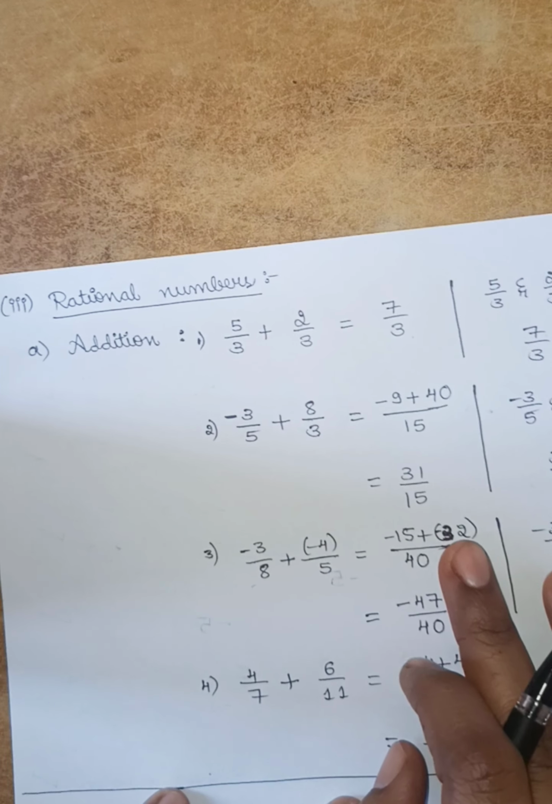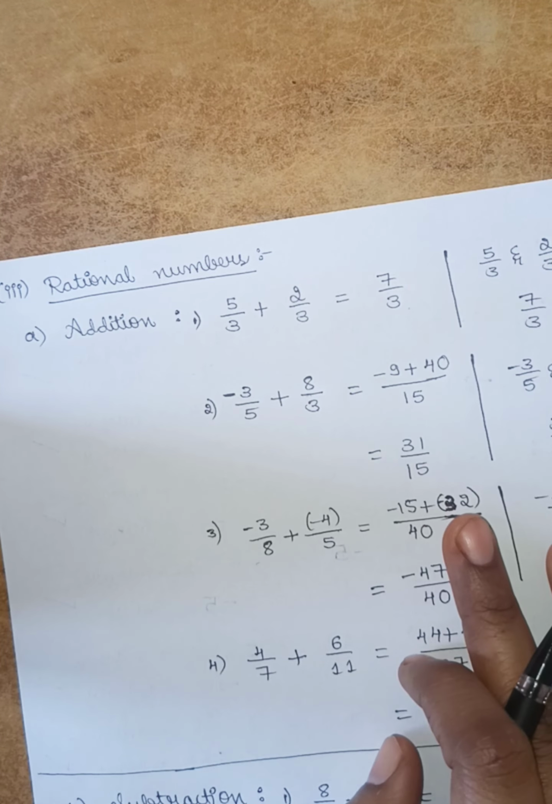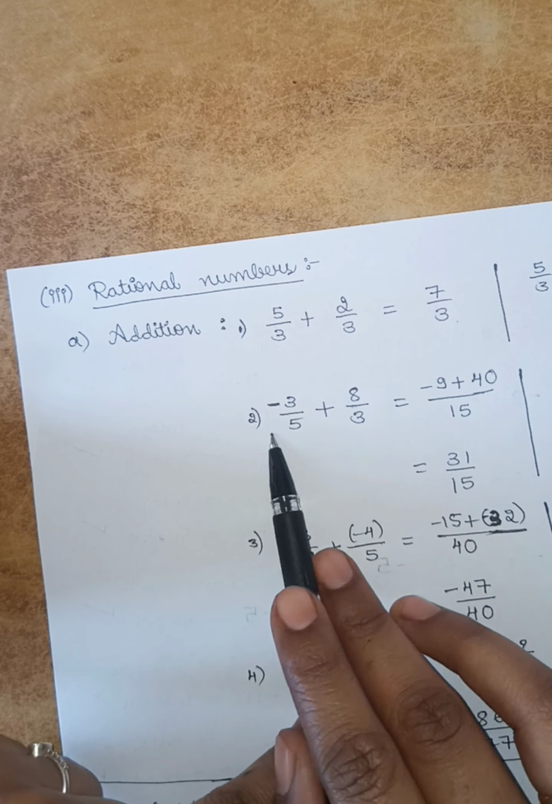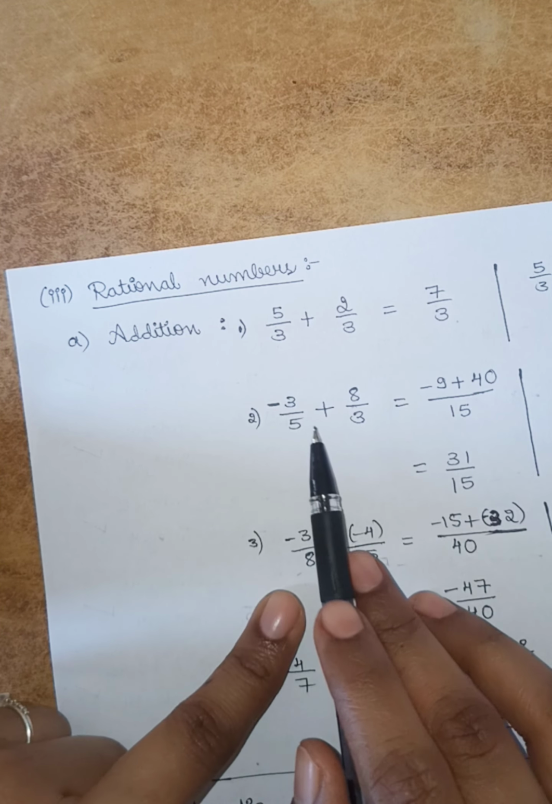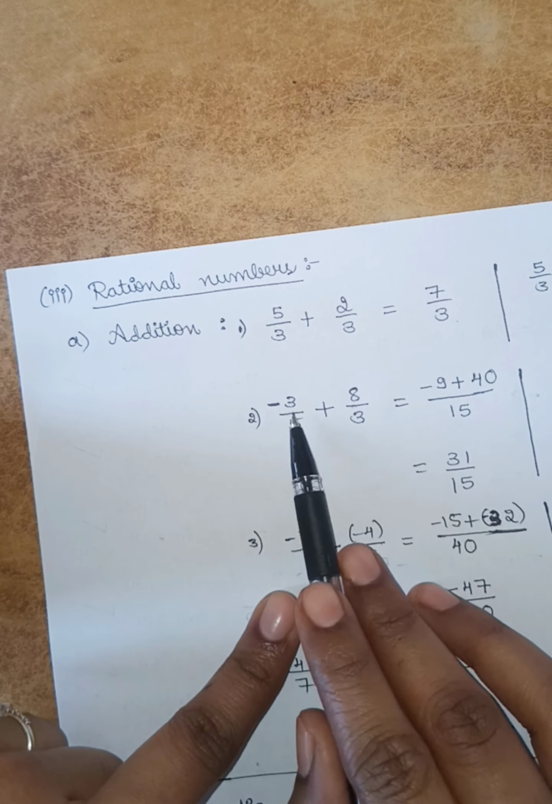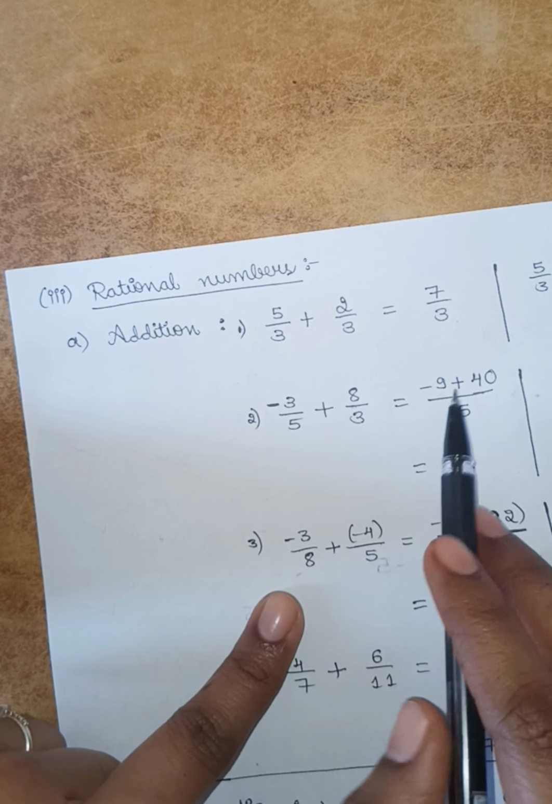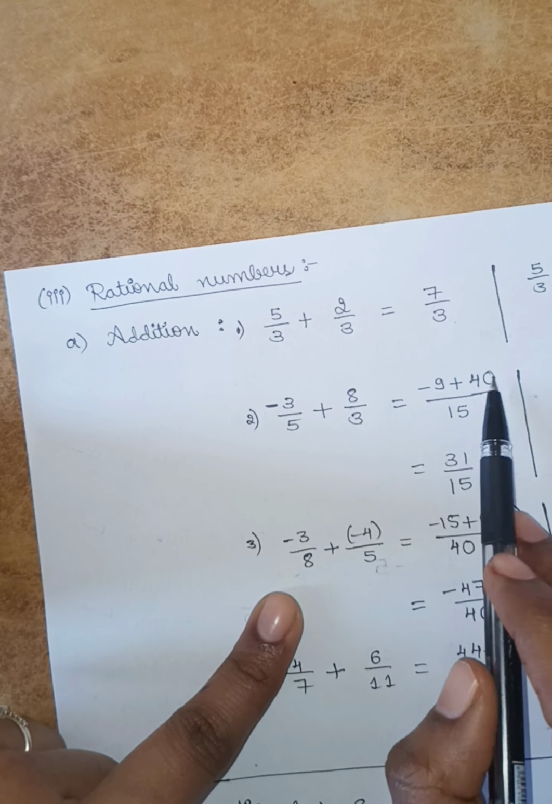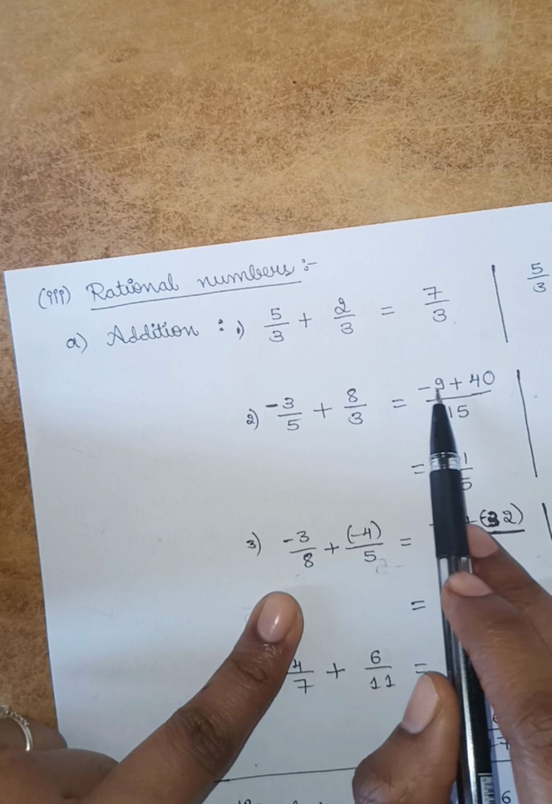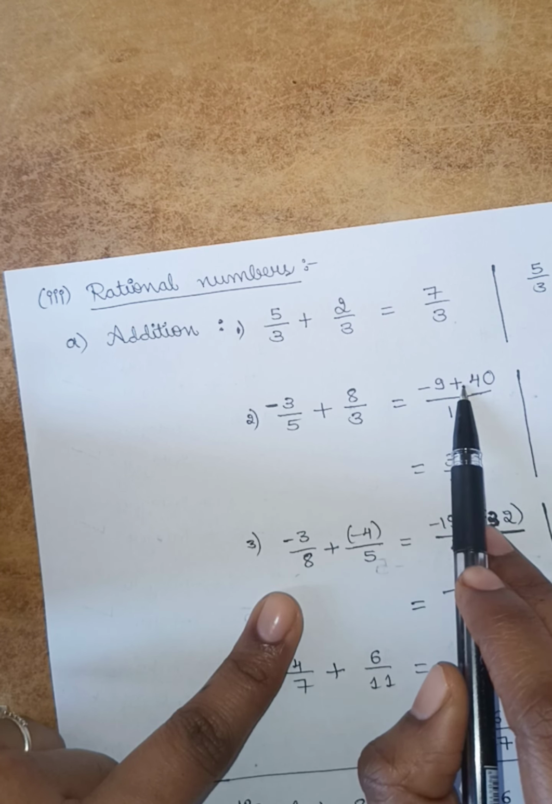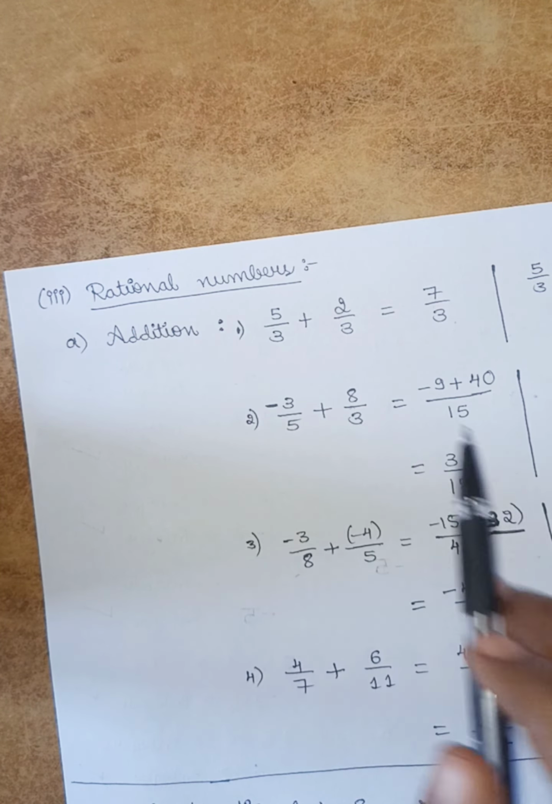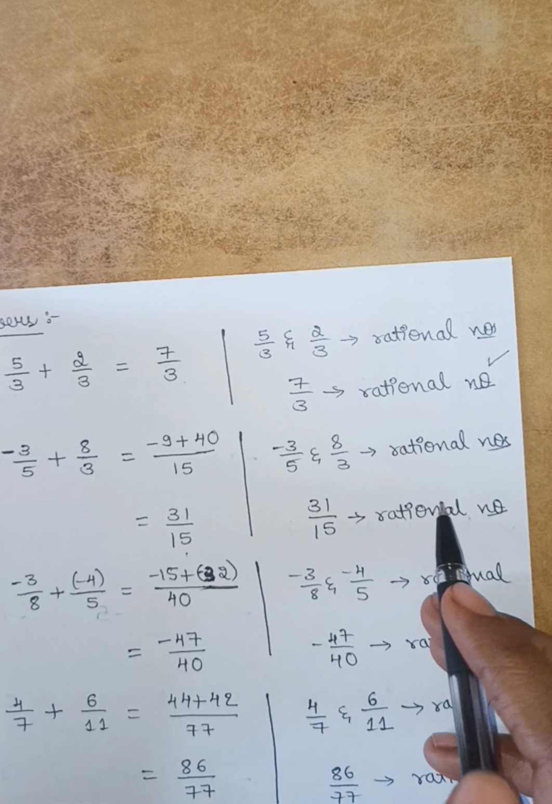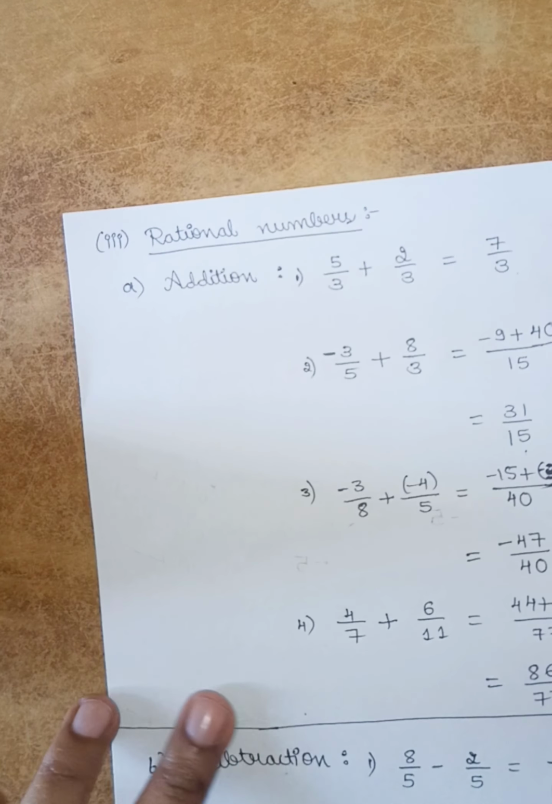The second example, minus 3 by 5 plus 8 by 3. So here how to add these? The multiplication of 5 and 3, 5 into 3, is 15. So 5 3s are 15, 3 3s are minus 9. Minus is as it is, 3 3s are 9. 3 5s are 15, 5 8s are 40. Minus 9 plus 40 is subtraction and putting the larger number sign, plus 31 by 15. So minus 3 by 5 and 8 by 3 both are rational numbers and 31 by 15 is also a rational number, so it follows closure property.